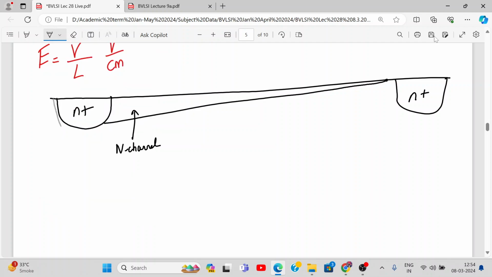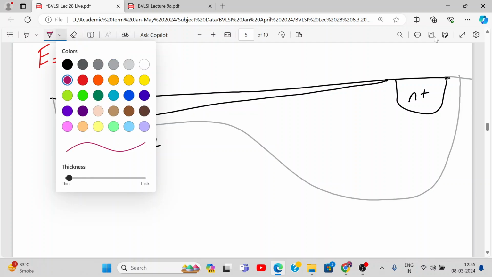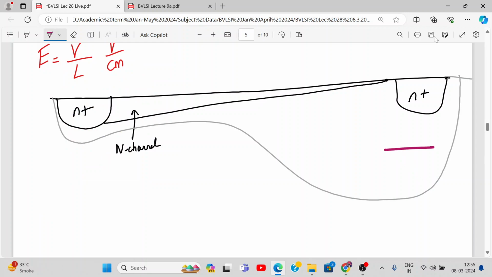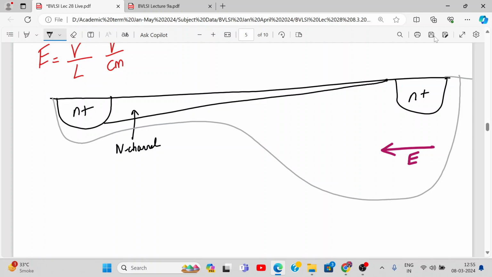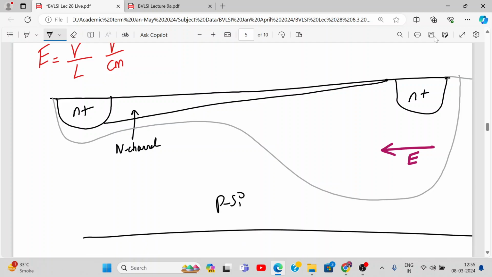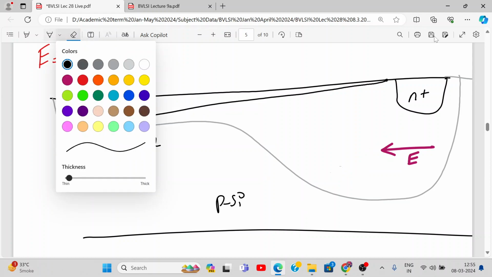मेरे source end में same है, but when I come near the drain end, the depletion region is very high, like this. This is my depletion layer. Why? Because here the electric field becomes very powerful. Because as I go on increasing my voltage VDS, this PN junction, this is P silicon, will become more and more reverse bias. ये वाला. Okay.